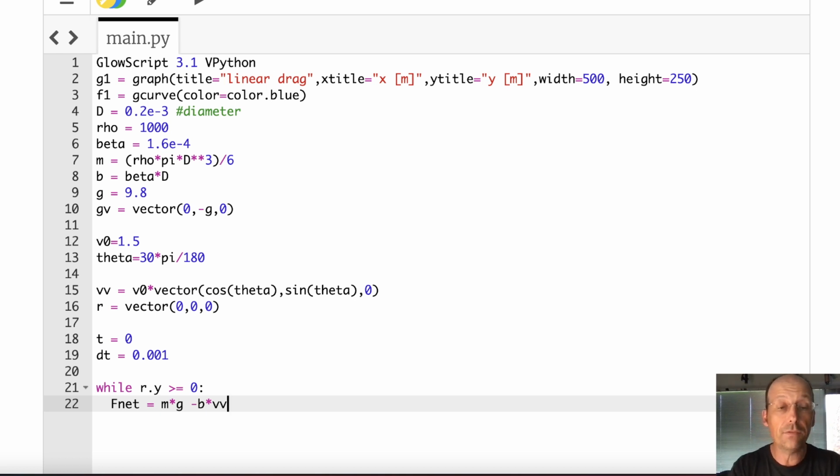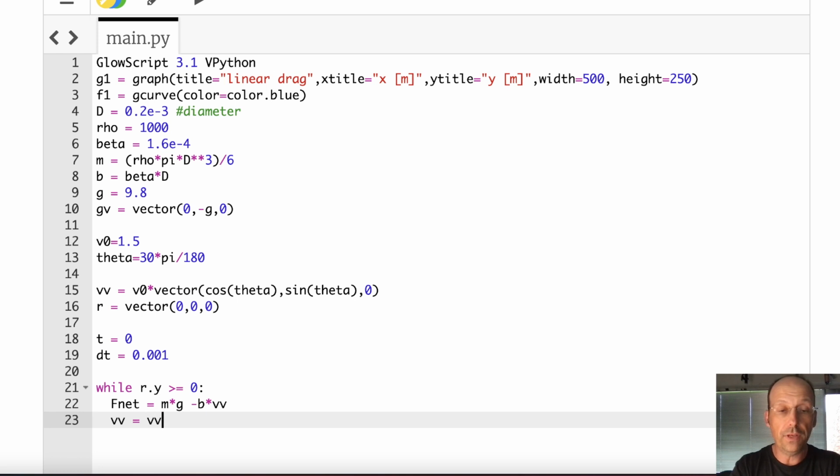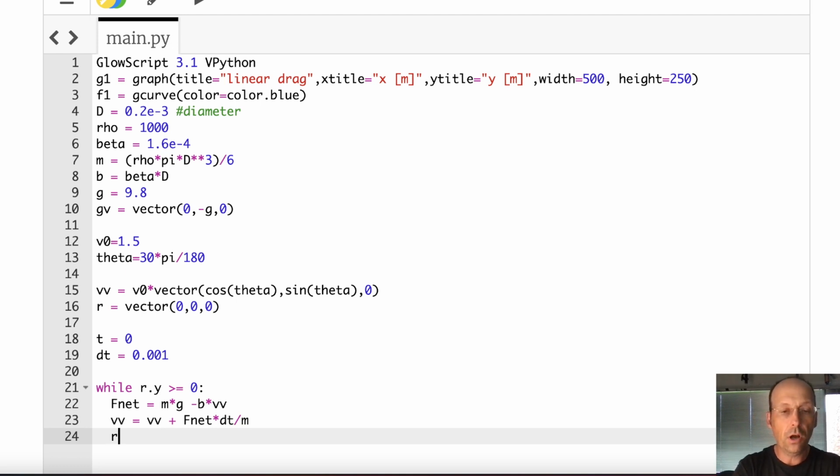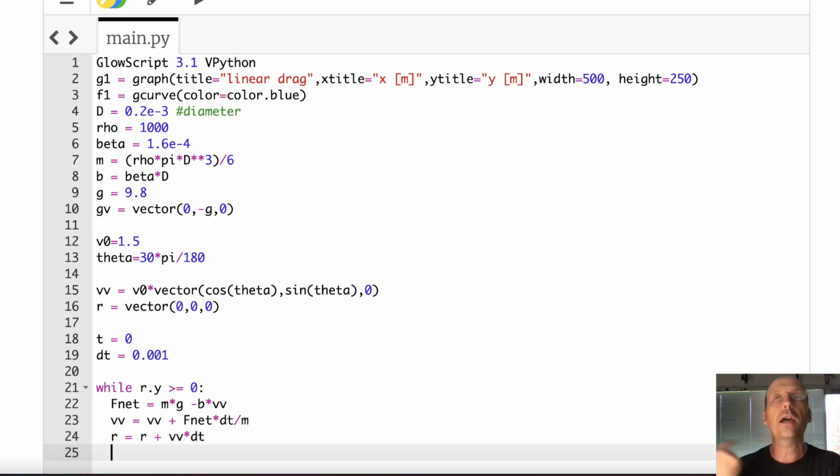And I can update the velocity. So VV equals VV plus F net times dt divided by m. F net over m is the acceleration. And I point this out every single time, and I don't get tired of it. It's no big deal. V equals V plus something is an update value, right? It's not an algebraic equation. So those VVs don't cancel. And that way we don't have to do all the indices 1, 2, 3, 4, and so forth. Okay, now we need to update the position. R equals R plus VV times dt. That's easy. Now I'm going to plot it, then update time.